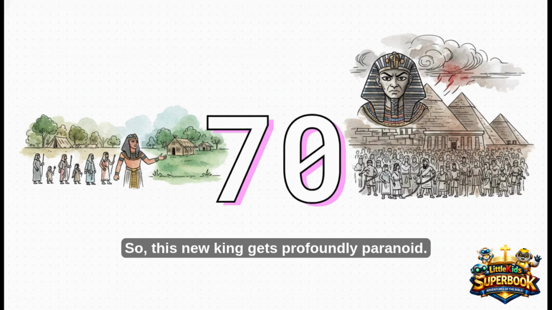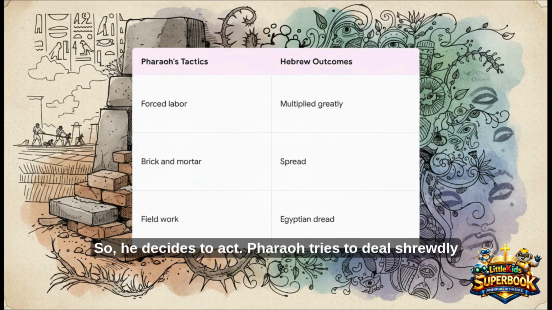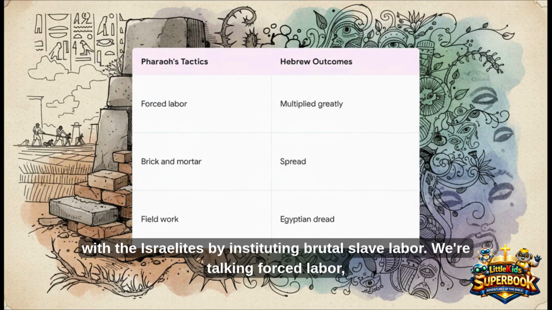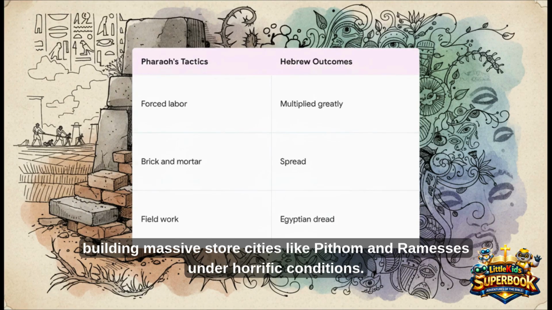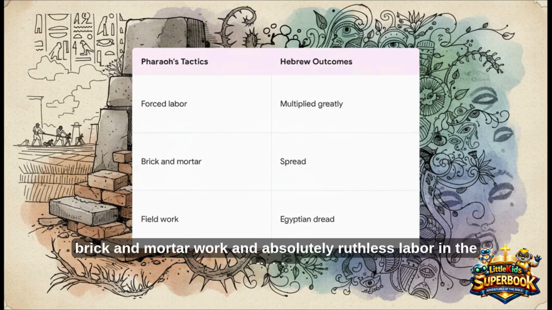So this new king gets profoundly paranoid. He's terrified that if a war breaks out, this huge immigrant population might just team up with Egypt's enemies. So he decides to act. Pharaoh tries to deal shrewdly with the Israelites by instituting brutal slave labor. We're talking forced labor, building massive storage cities like Pithom and Ramesses under horrific conditions. He makes their lives bitter with grueling brick and mortar work and absolutely ruthless labor in the fields.